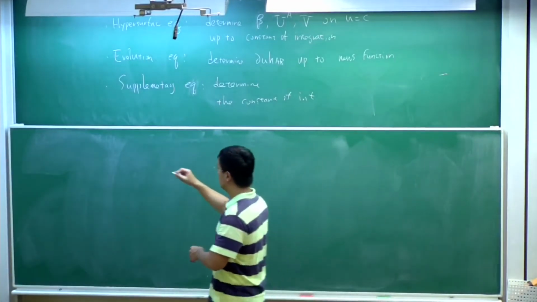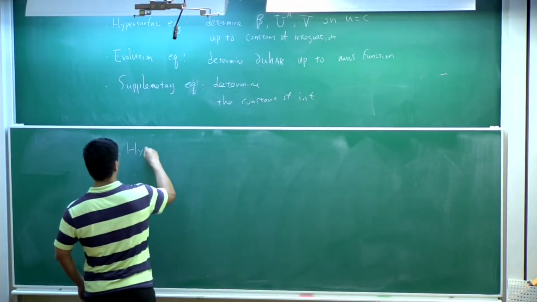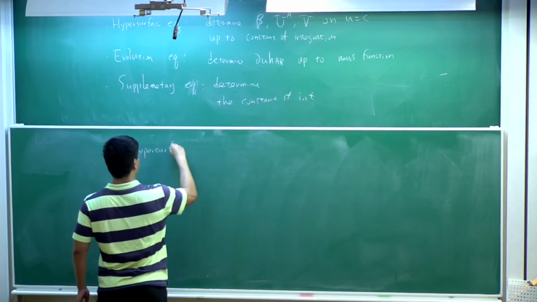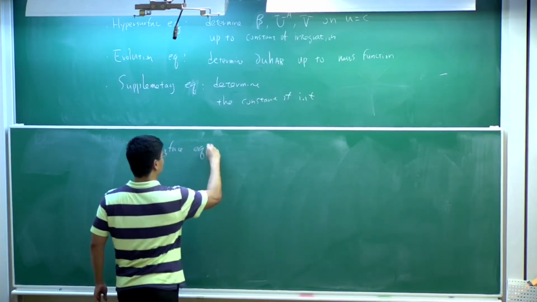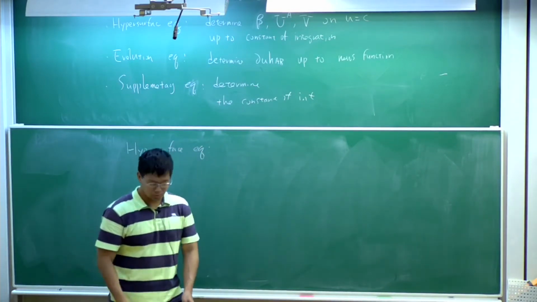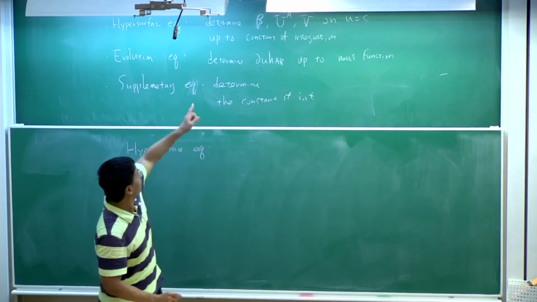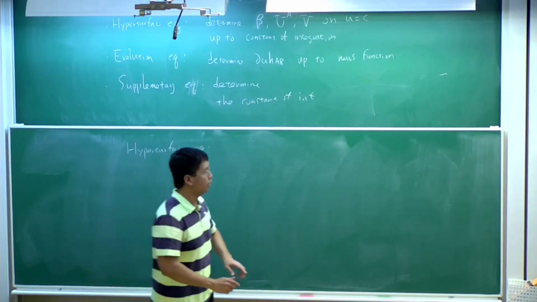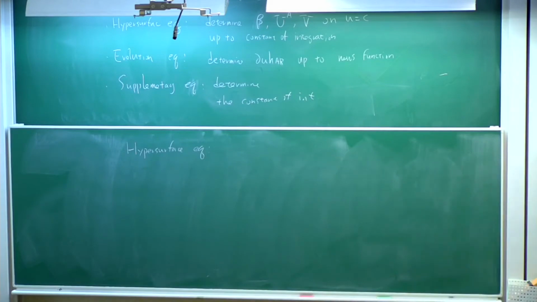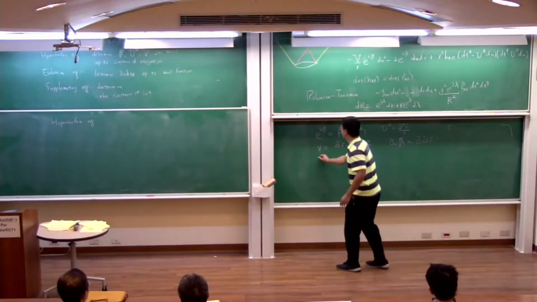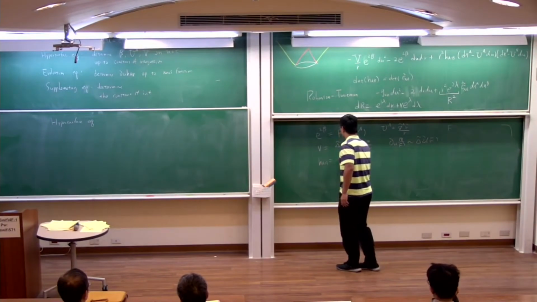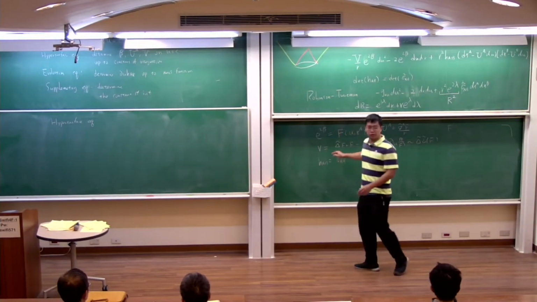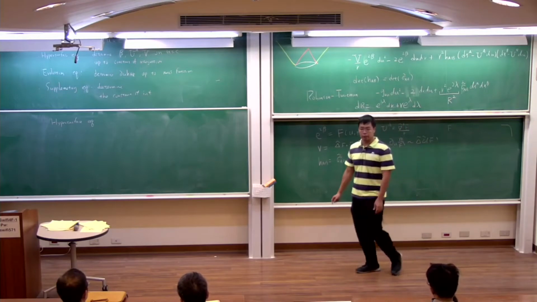Now let's look at them. Hypersurface equation. Right, the first one determines beta in terms of h_AB, and we should keep in mind that in Robinson-Trautman, let me write this down first, h_AB is just the standard metric.